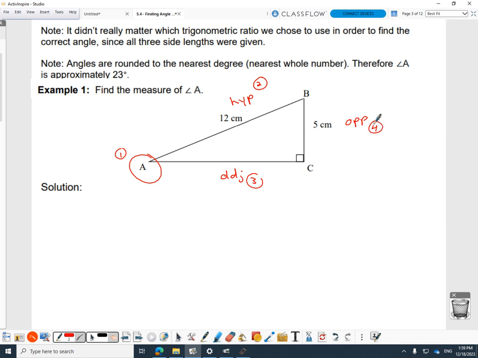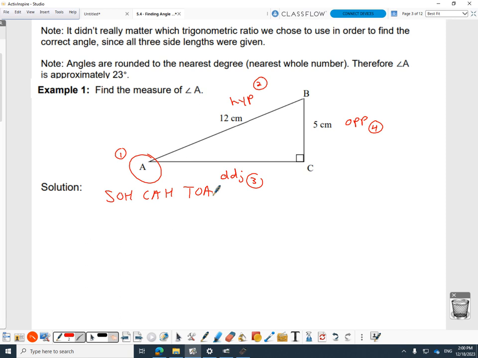Next, your guide, your acronym, your helpful word. Write that down here: SOH CAH TOA. And then you look at the picture. That's the only thinking you have to do.